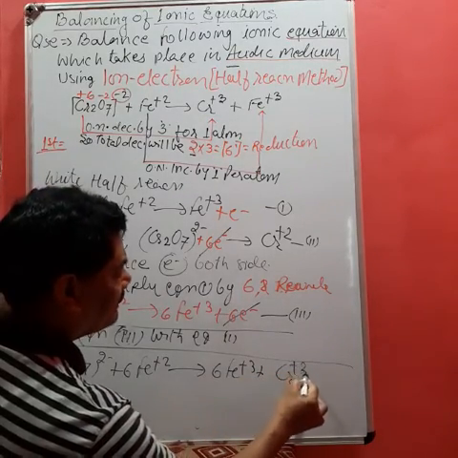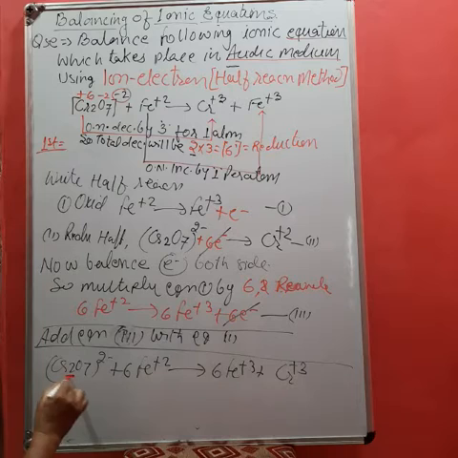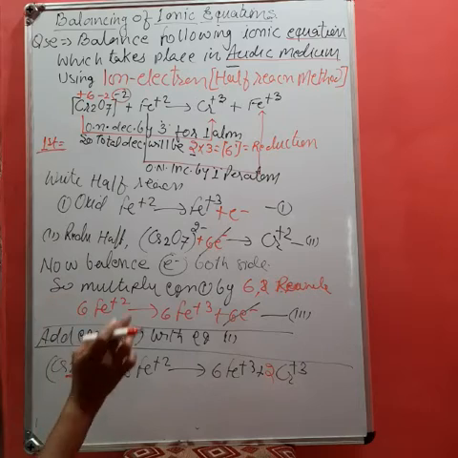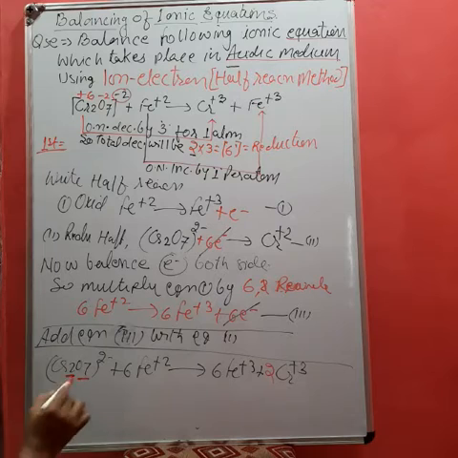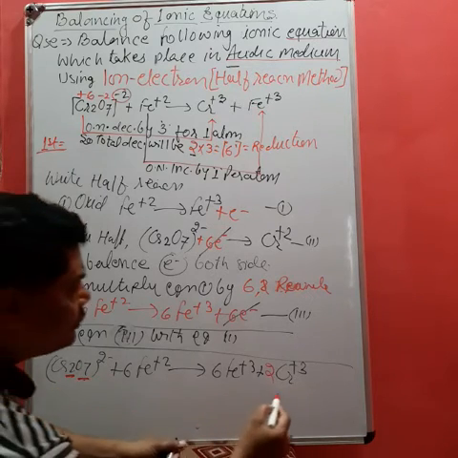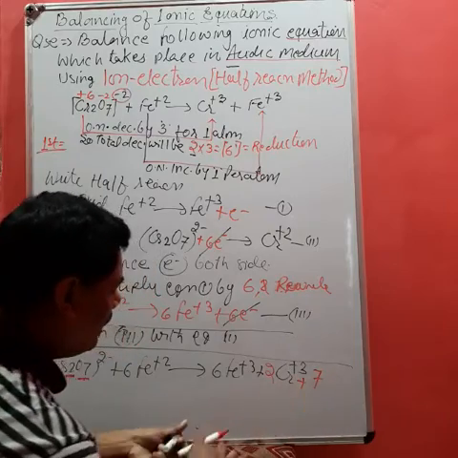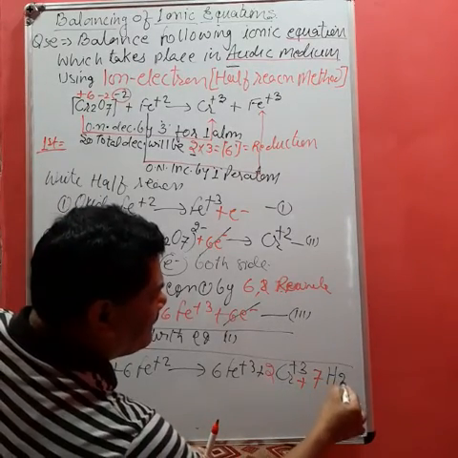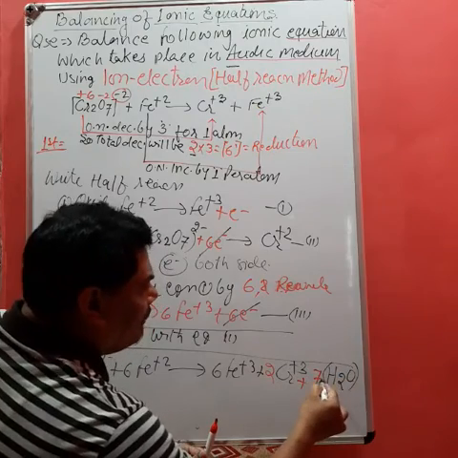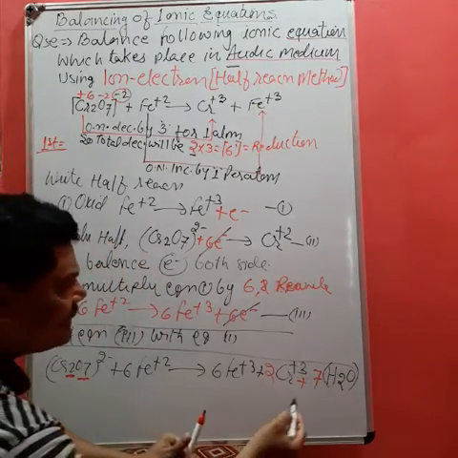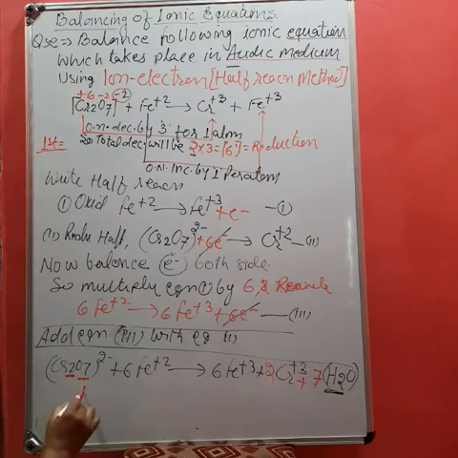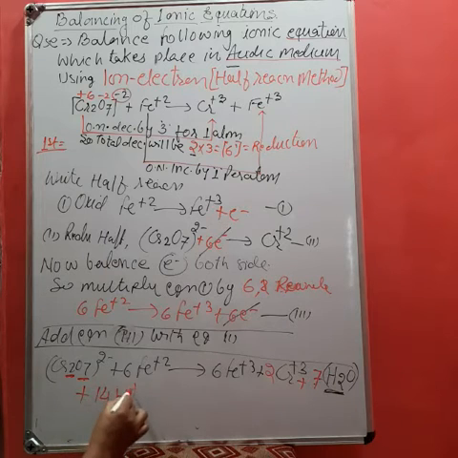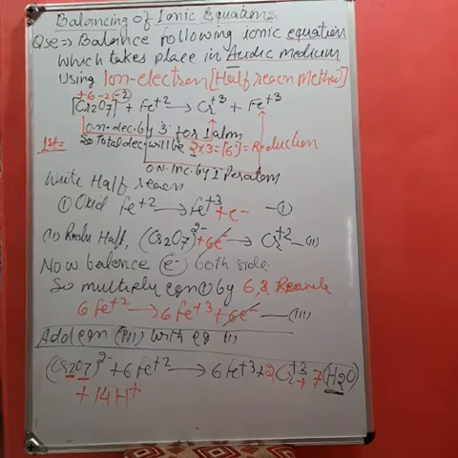Now student, how many Cr are there? 2. So you can write here 2 Cr. Now what to do? Ultimately we have to balance oxygen, because oxygen remains unbalanced. How many oxygens are there? 7. So you have to put 7 H2O molecules, because oxygen is balanced by using an equal number of H2O molecules. But ultimately we have to balance one more thing, hydrogen. So 7 times 2 is 14 hydrogens. Therefore in the last step you place 14 H plus cations on the reactant side.